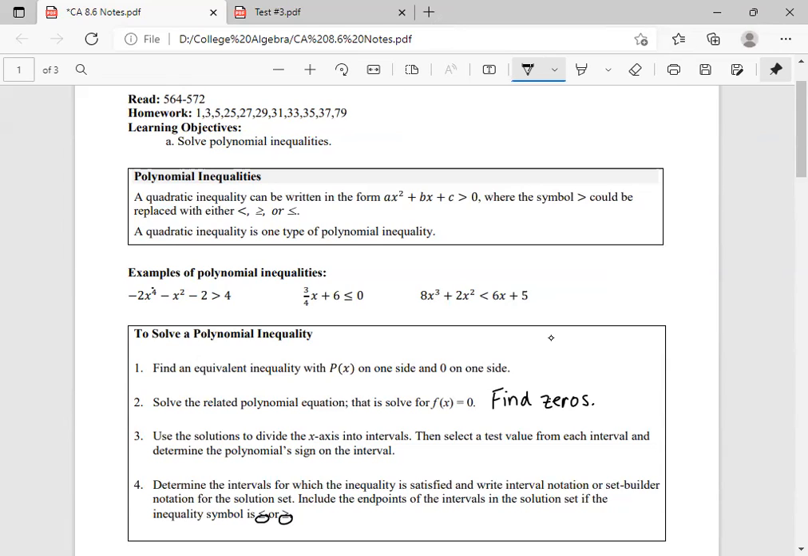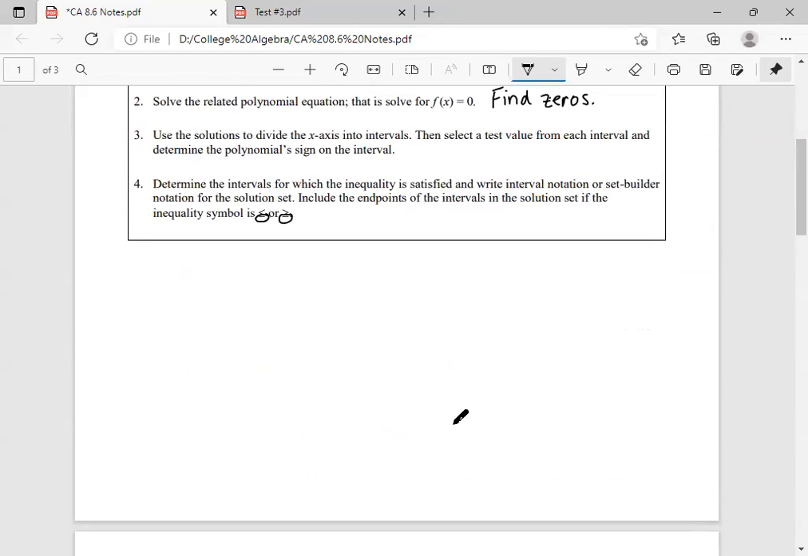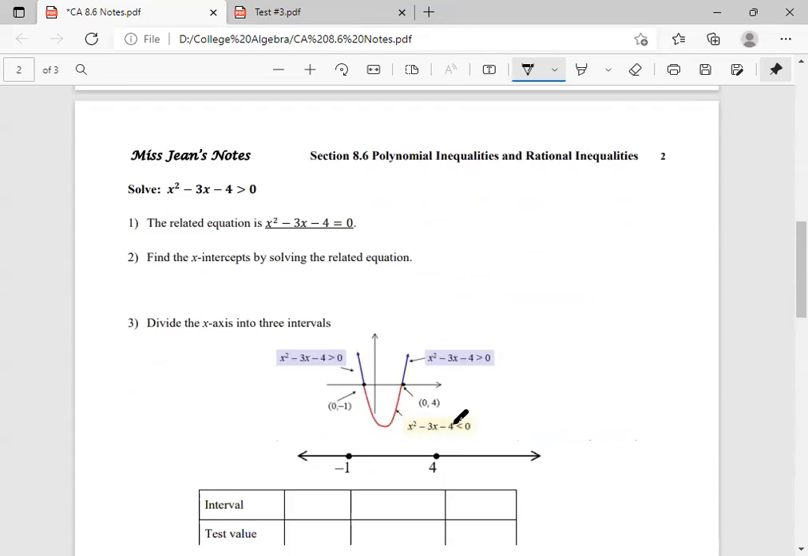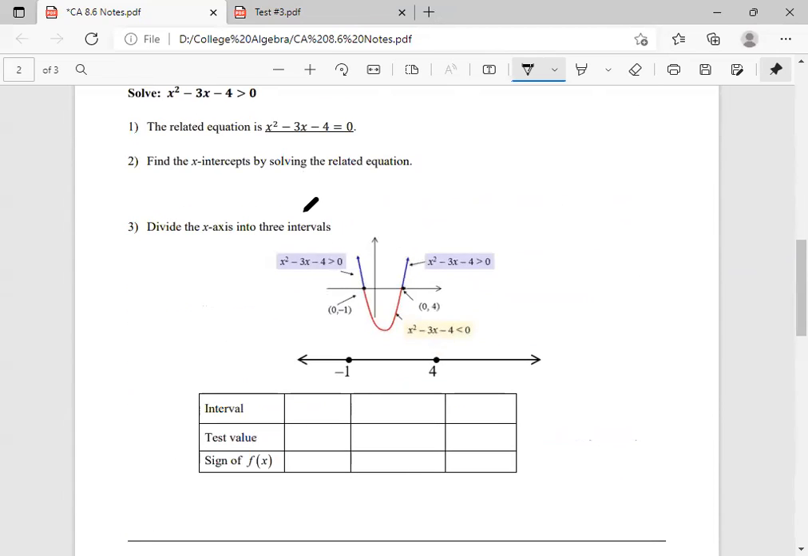So let's go through some problems and kind of go through these steps so you'll know what to do here. So the first one says solve x squared minus 3x minus 4 is greater than 0. So step 1 was to get it equal to 0. And that one was already equal to 0. We already had the polynomial on one side and 0 on the other side of the inequality.